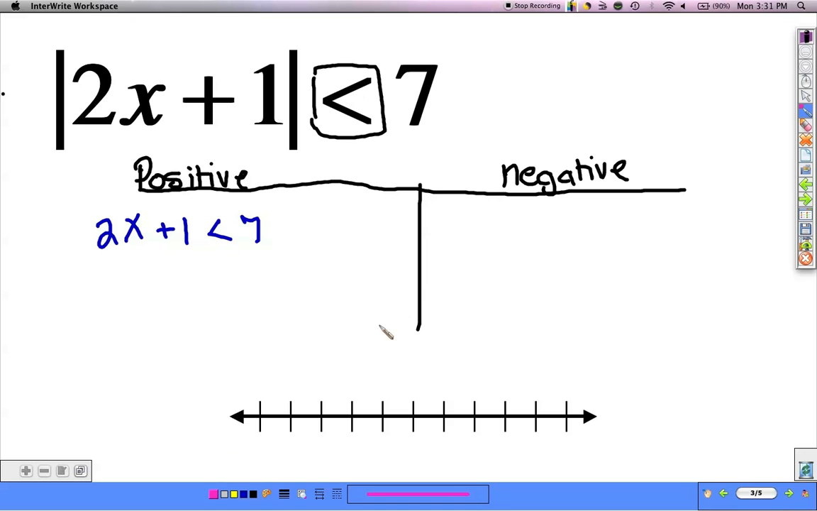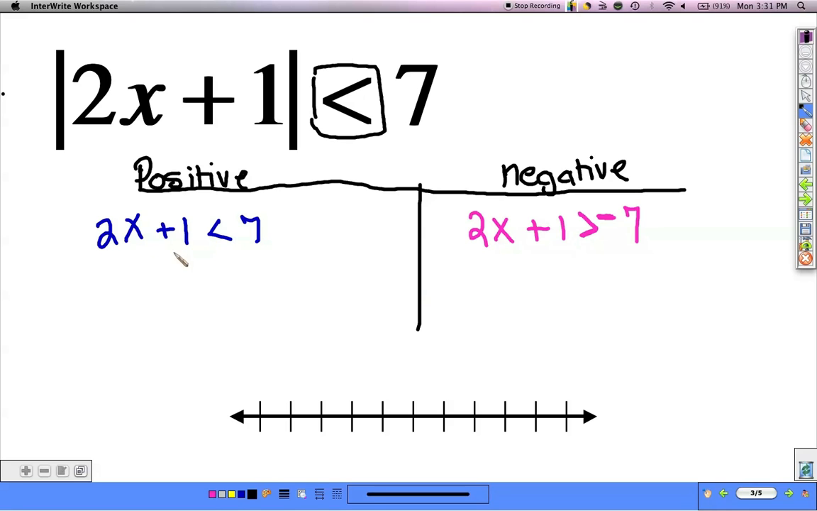And the negative case, of course, is going to be similar, but we're going to have to switch some stuff around. So we have 2x plus 1, but instead of writing less than, we want to write greater than, and we want to change that 7 to a negative 7. And then we'll just go ahead and solve each inequality.